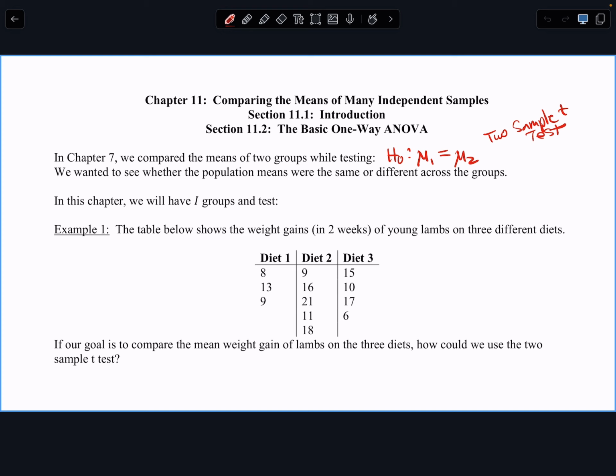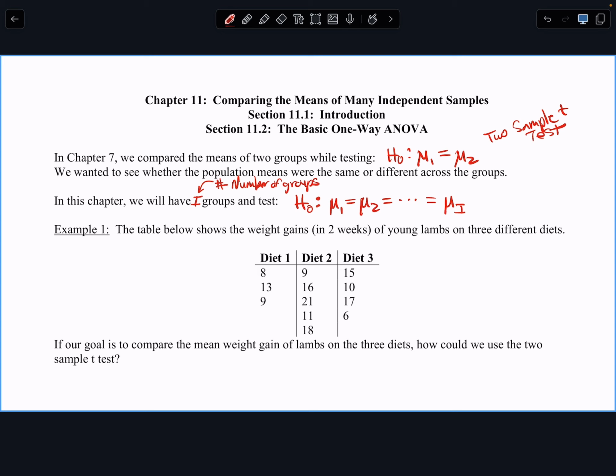And so in this chapter, we're going to have I groups, and this is an I in italics. Sometimes it looks like a 1, so I'm going to put the little things here. But it's I, which is always going to be the number of groups. And so now what we're going to do is test the hypothesis that mu1 equals mu2, up to however many groups that we have given by I, right? So if we have 3 groups, I'm going to have mu1 equals mu2 equals mu3, so on and so forth. All right?